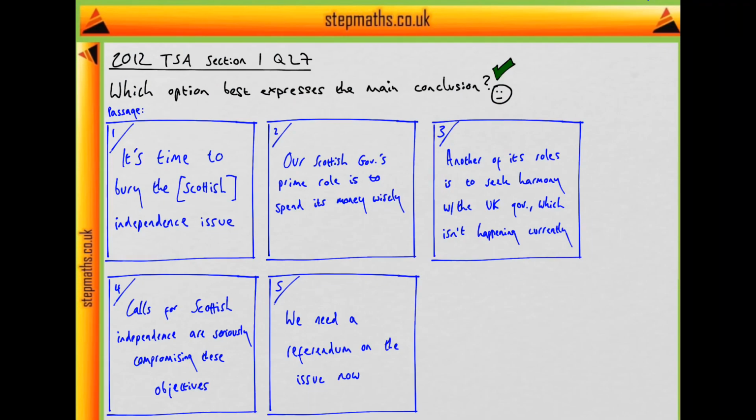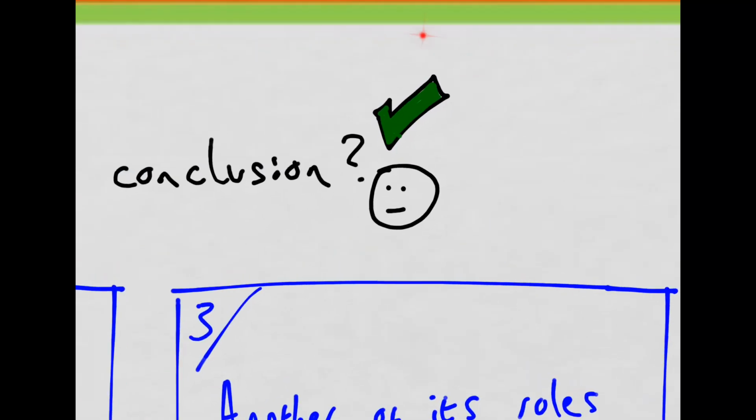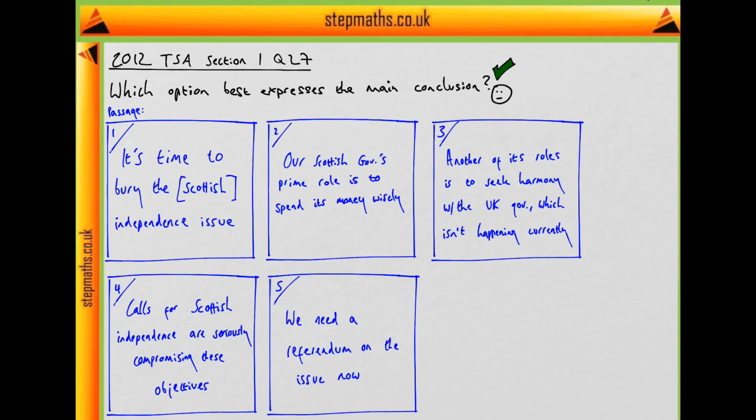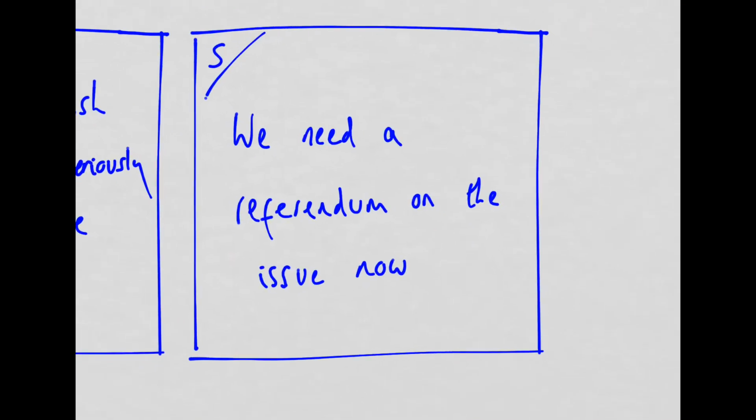So in this type of question, when you're asked which option best expresses the main conclusion, you should expect the answer to be either a solution, if there's a solution in the passage, or a reaction, if there's a reaction but no solution in the passage. So can you see a solution, first of all? Well, sentence 5 seems to contain a solution to the problem that the writer addresses. The solution being that we need a referendum now.